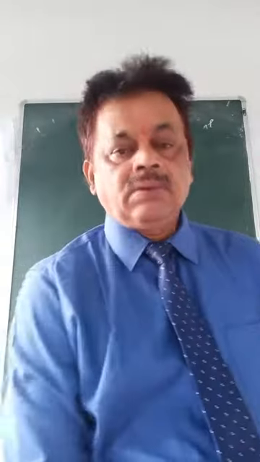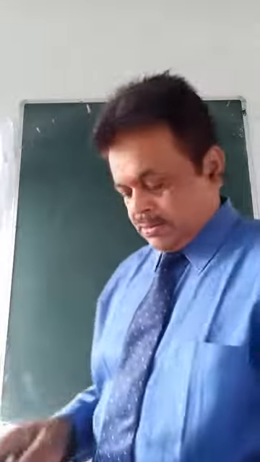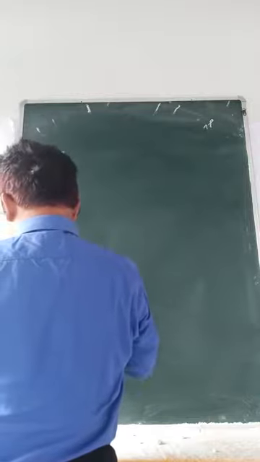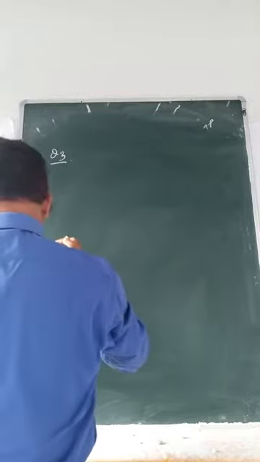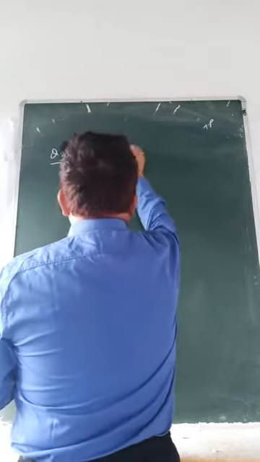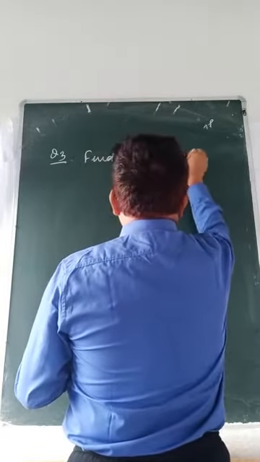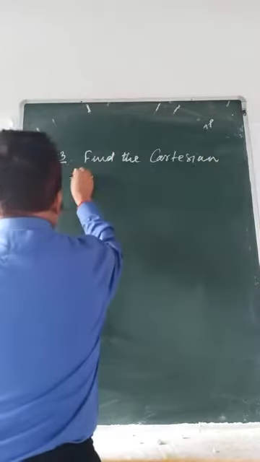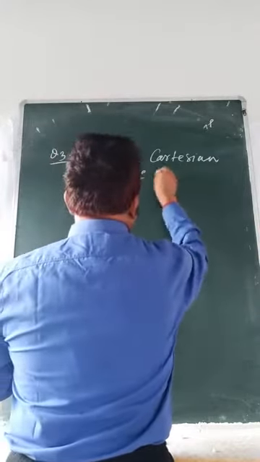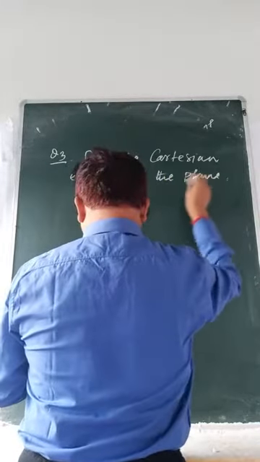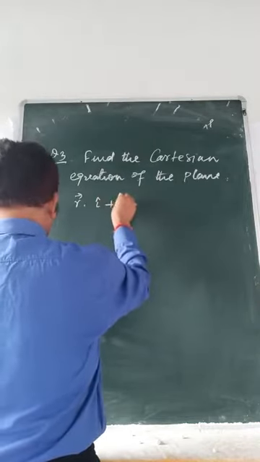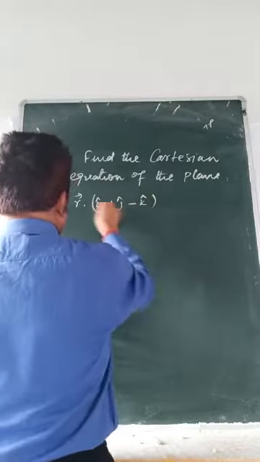So we'll continue with the equation of plane. See question number 3. Find the Cartesian equation of the plane r dot (i plus j minus k) equals 2.